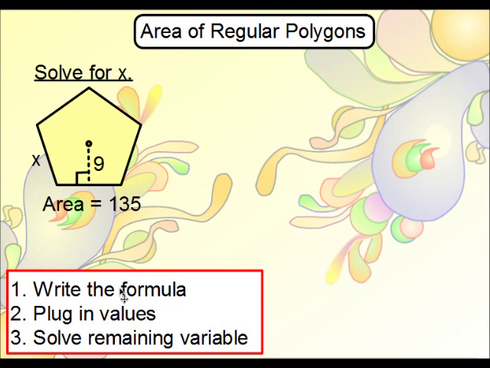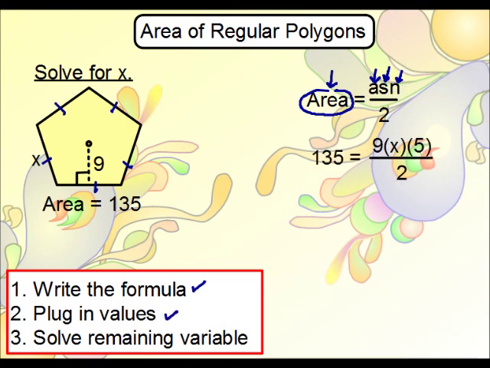Again, as stated before, let's write the formula first. You'll note that we are not given perimeter here, so we will not use the perimeter formula. And then now let's plug in our values. The area is 135, so that will go here. The apothem is 9, so that goes here for A. The length of each side is x, and then n is the number of sides, and if you count them accurately, you'll put 5 right in here for n.